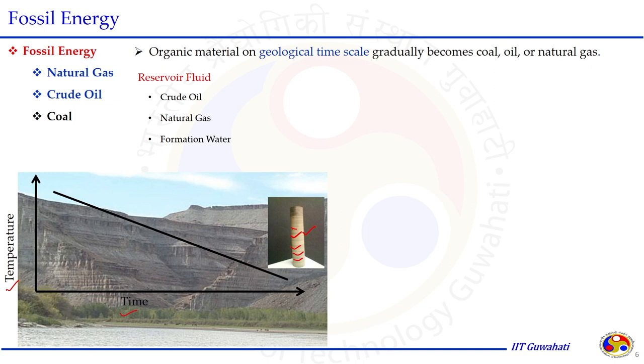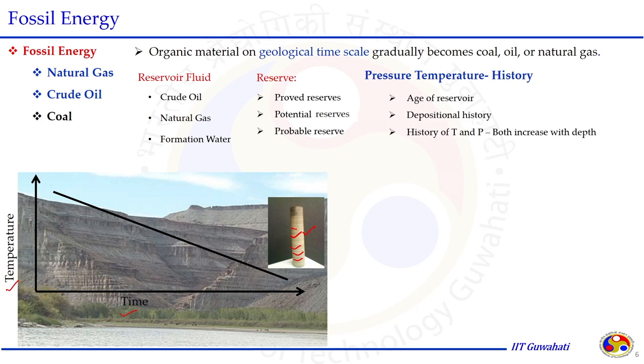So the reservoir fluids that are produced from the reservoir are crude oil, natural gas, and the formation water. The reserves underneath the surface are characterized into three sections: proven reservoir, potential reservoir, and probable reservoir. Proven reservoirs are those producing with known quantity, where information is available and we can forecast the production. Potential reservoirs have the potential to produce the fluid at the predicted rate. And probable reservoirs are still under development; more information is required to characterize those kinds of reservoir.